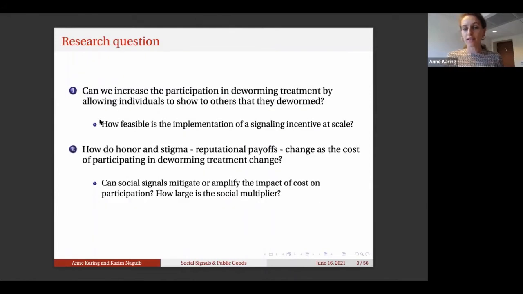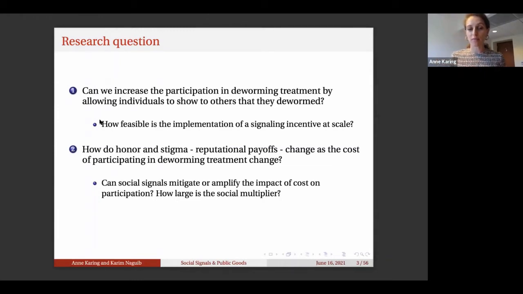So taking these observations together, we're asking in this paper, can we increase the participation in deworming treatment by allowing individuals to show to others that they're dewormed? And we're going to implement this experiment at a large scale with the government of Kenya. And so we're also asking, how feasible is the implementation of such signaling incentives at scale?